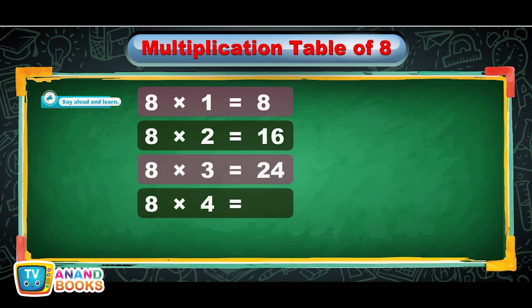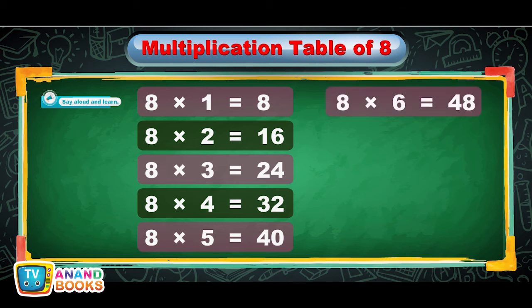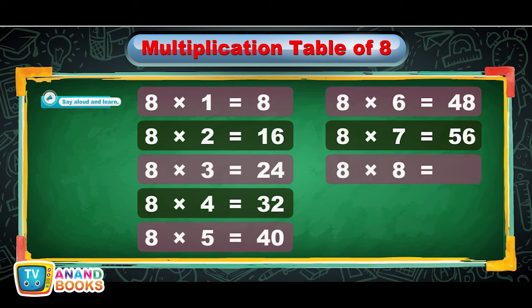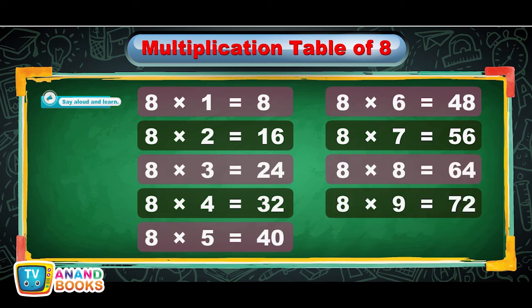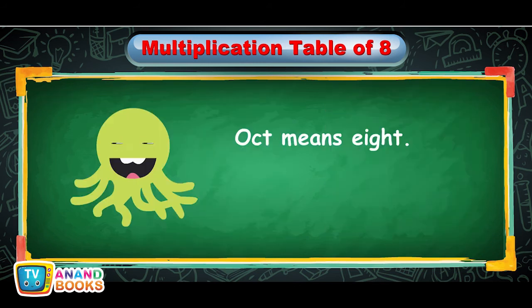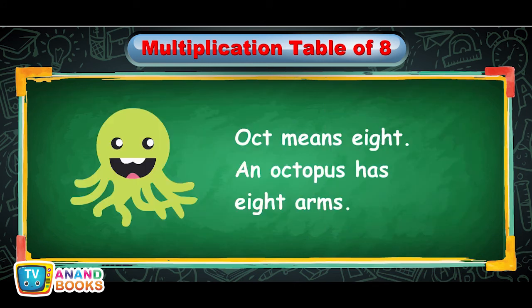24. 8 fours are 32. 8 fives are 40. 8 sixes are 48. 8 sevens are 56. 8 eights are 64. 8 nines are 72. 8 tens are 80. Oct means 8. An octopus has 8 arms.